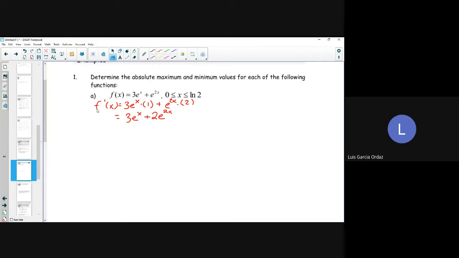So now I need to set my derivative equal to 0. So I get 0 is equal to 3e to the x plus 2 times e to the 2x. Is there a common factor that I can factor out between 3e to the power of x and 2e to the power of 2x? And if so, what is that factor? E to the x. Thank you, Priyanshu. I can factor out e to the x. Again, this goes back to grade 10. We're just going to factor.